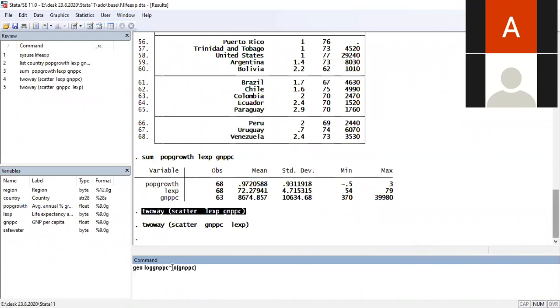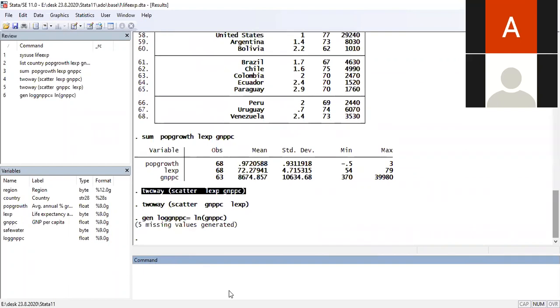How do you do that? Here is the command. ln, so basically doing natural log, ln within parentheses this variable GNPPC. So gen, then you give a title of the new variable, whatever title you want to give, and then equals. If it's a log, then you write ln within parentheses the variable that you already have, and you are converting that variable into a log variable. So gen, then you enter.